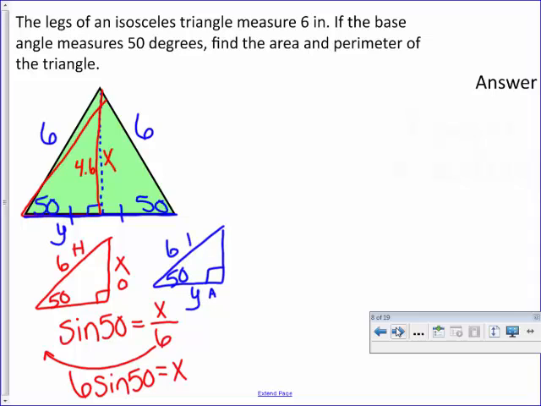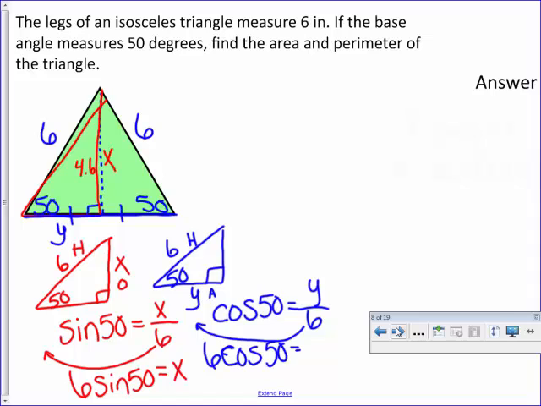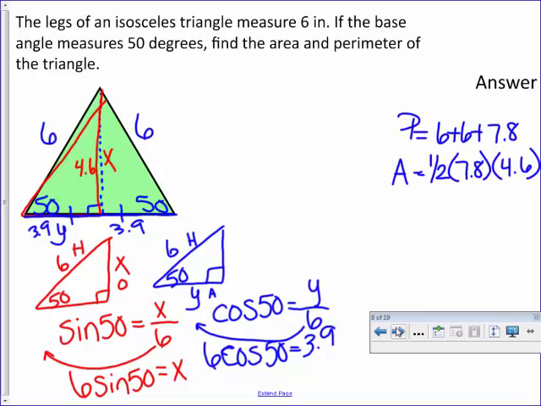We're going to use adjacent and hypotenuse to find part of the base. So cosine of 50 equals adjacent y over the hypotenuse 6. 6 goes out in front. 6 times the cosine of 50 gives you about 3.9. So that means this part is 3.9 and this part is 3.9. Now we can plug everything into our perimeter and area formulas. So when you do that, you should be able to solve it. Our perimeter would be 6 plus 6 plus 7.8, because remember we have to add 3.9 and 3.9.